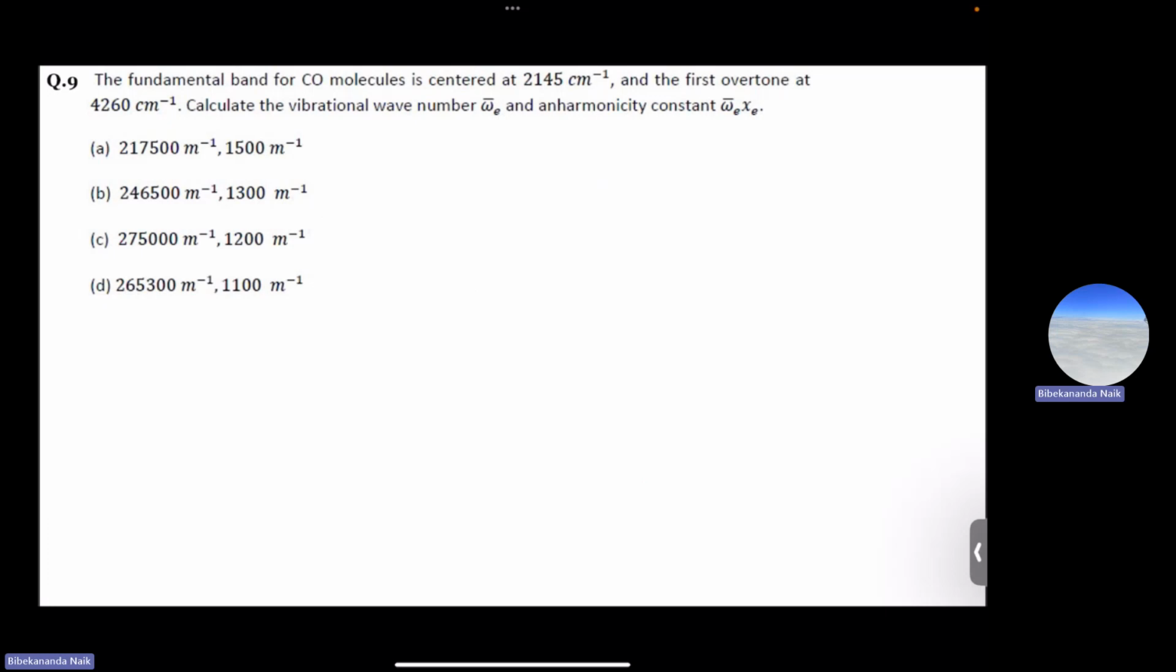So now here the question is opposite to the previous one. Here the fundamental band for the molecule is centered, or the position of the spectral line is given. Here there are two positions, one is the fundamental band, another is the first overtone band, and we need to calculate the vibrational wave number and the unharmonicity constant, which was given in the previous question. These are the four options. I'll give you a few minutes to try this question and then we will discuss.